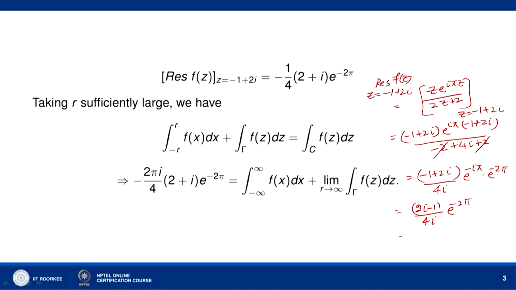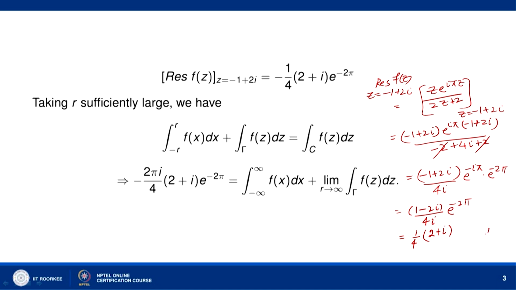We can simplify it further and write it as 1 over i is minus i. So, when you multiply minus i to 2i minus 1, what you will get? Minus 2i square means 2, and minus i when you multiply to minus 1 you get plus i. So, minus 1 when you multiply here we get 1 minus 2i, actually 1 minus 2i.